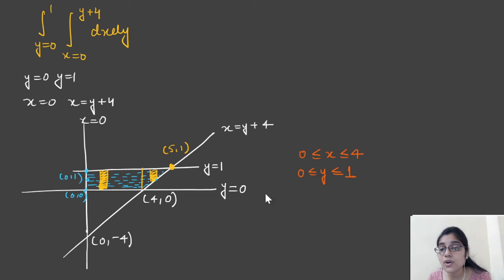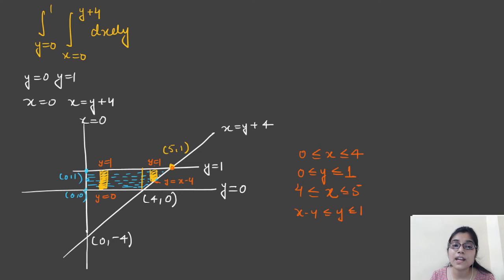And as your x shifts to the right side of x is equal to 4, that is from 4 to the rightmost part of the region, which is 5, your y is going from where to where? From this line to this line. And what is this? y is equal to x minus 4. This is your y is equal to 1. Okay, like this. So y is going from x minus 4 to 1.